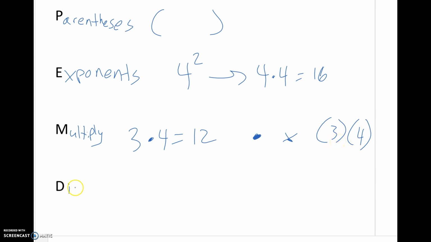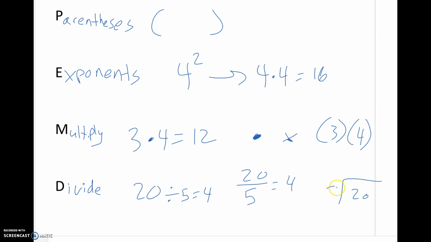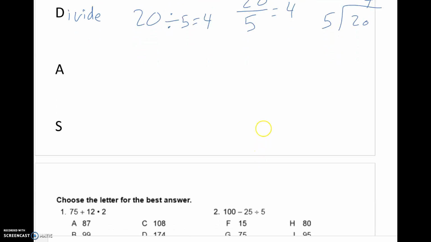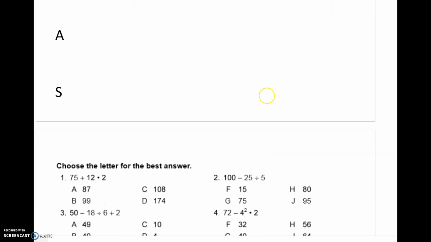D stands for divide. Okay, so 20 divided by 5 equals 4. Or you might see it, 20 divided by 5 like a fraction equals 4. Or 20 divided by 5 equals 4. Okay. As always, you can pause these videos whenever you like to make sure you're on track and caught up with me if I'm moving too fast.